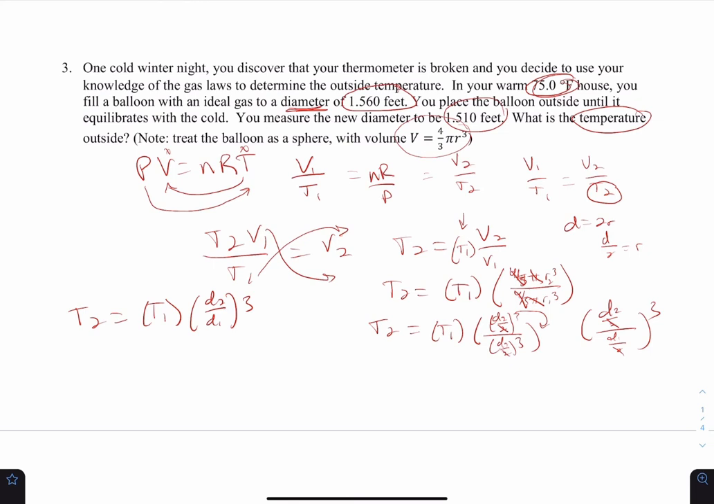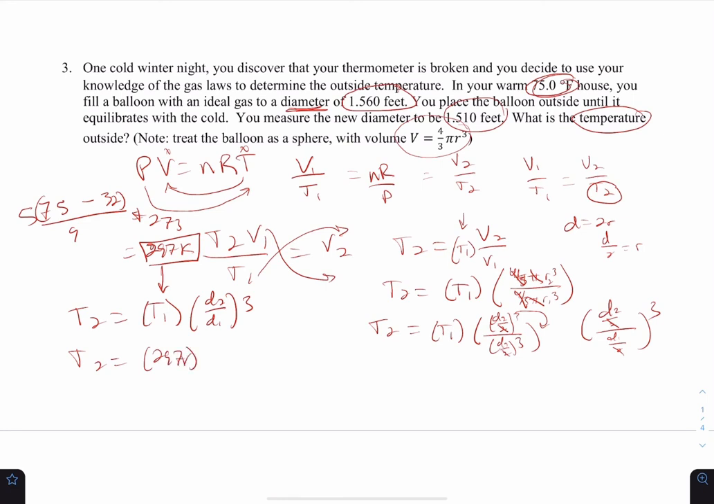So in this case, the equation for this is 75 minus 32. So this is going to be the temperature that we have, times 5 over 9, and then we'll add 273 to the Celsius. That way we get our 297 Kelvin, which is the temperature 1. That goes right here. So T2 is going to be equal to 297 Kelvin, and then in here I'm going to put D2. D2 is the diameter associated with the temperature outside, which is the lower number. This is 1.51 feet. Okay, and then I get 1.56 feet down here. My feet cancel, and then I just got to cube that.